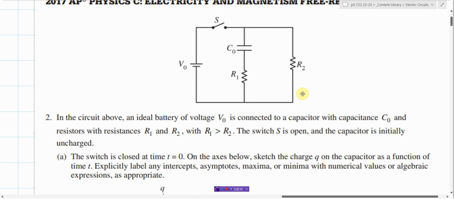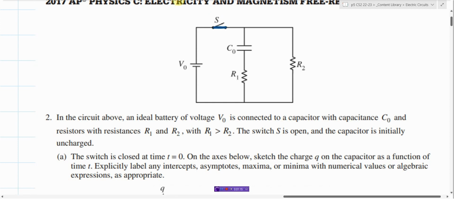We've got this circuit. It says in the circuit above, an ideal battery of voltage V0 is connected to a capacitor with capacitance C0 and resistors with resistance R1 and R2, where R1 is greater than R2. The switch is open and the capacitor is initially uncharged. At time t equals 0, we're going to close the switch.